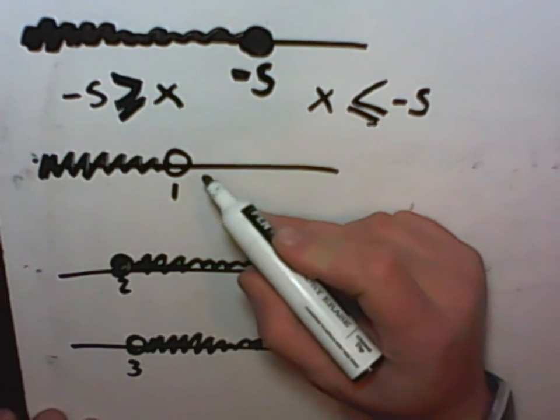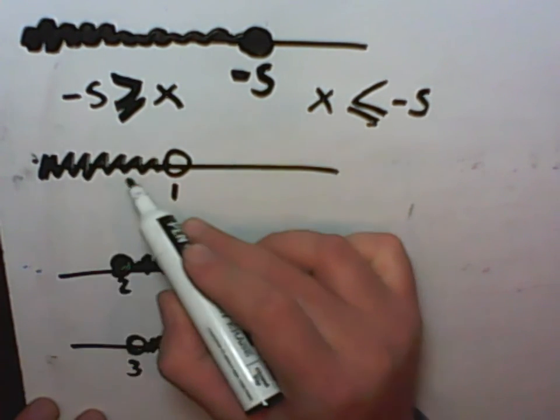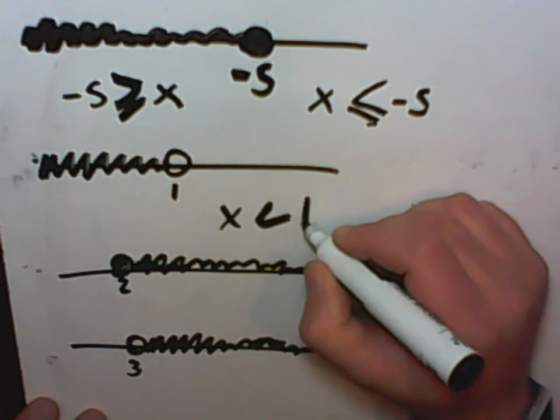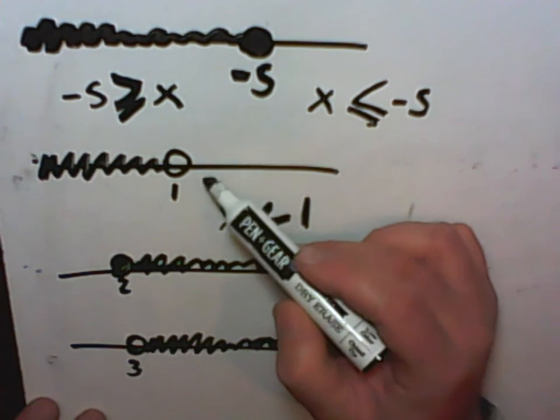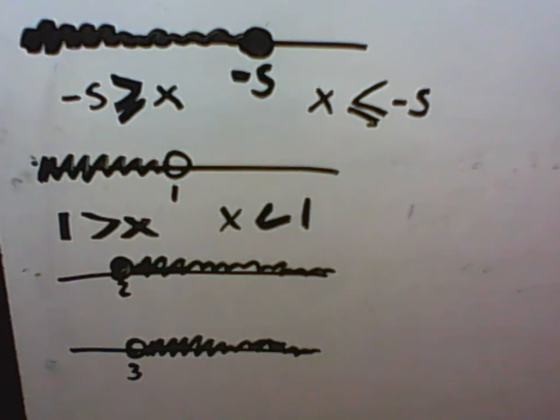Using x again, let's try to do this one. So again, I know this is a smaller than issue because I'm going to the left here. So it's going to be smaller than 1, but I'm not including 1 because it's not shaded. I also could do it this way. There's no rule that the variable has to be on the left side, okay?